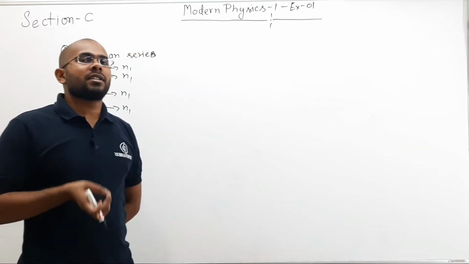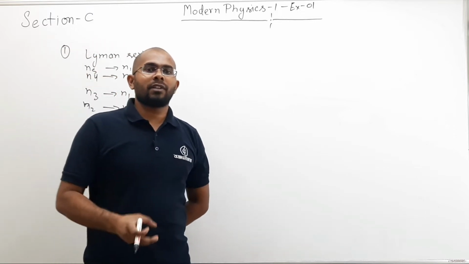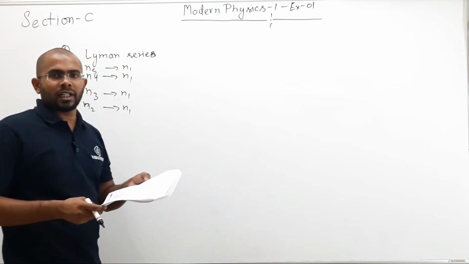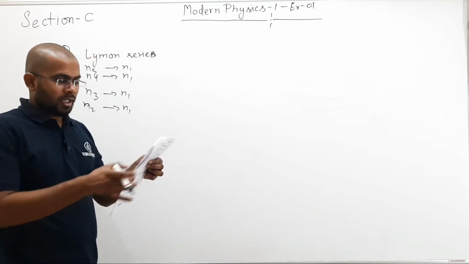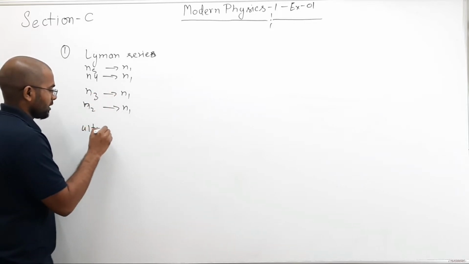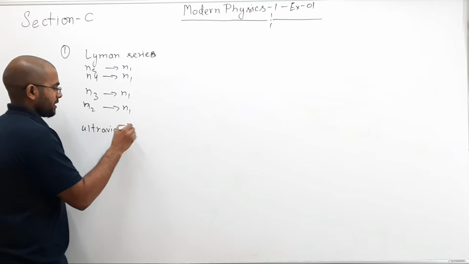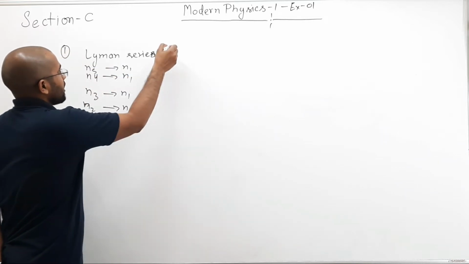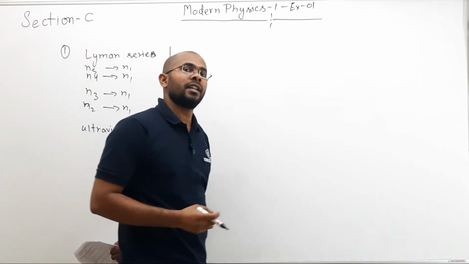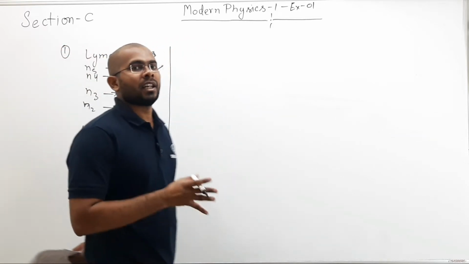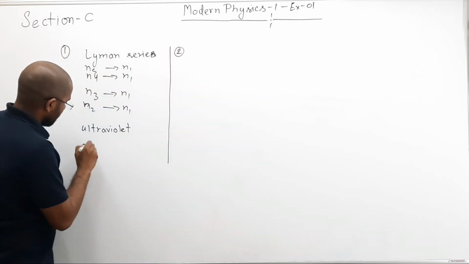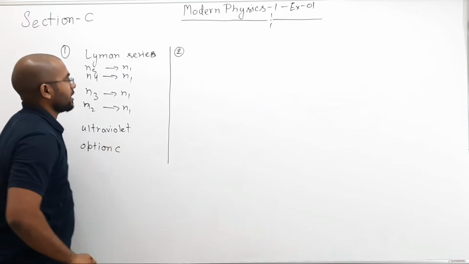So in case of Lyman series, energy of the photon emitted will be very high energy photons. So the Lyman series cannot be infrared, is not visible, is not X-ray. So Lyman series photons will be in which region? Ultraviolet region. So when you talk about Lyman series, the energy of the photons emitted is very high, and since the energy is very high, they lie in the ultraviolet region. So that is your option number C. Option number C is the correct choice.